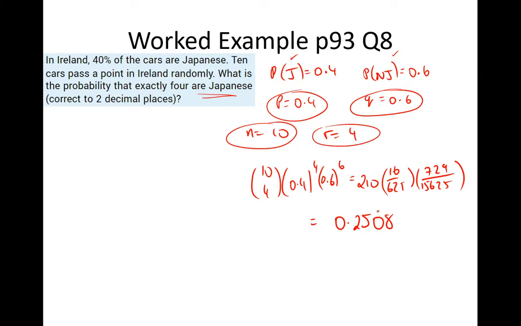And I would normally take 4 numbers after the decimal point just to be a little bit more concise than 2 numbers. So 0.2508, that's it. Oh yeah, but corrected to 2 decimal places, that's what it says there. So 0.25. You've got to give back what the question asks.